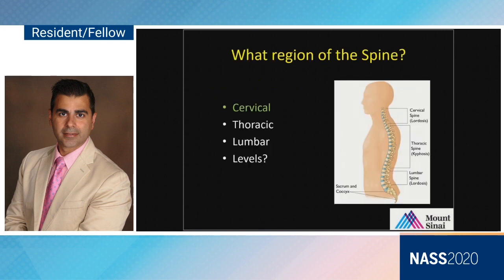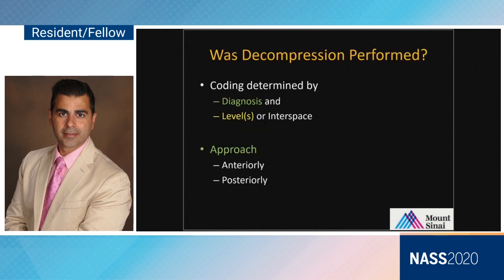So what region of the spine? As we mentioned before, it is important to know whether you're operating in the cervical, thoracic, or lumbar spine. People who will be submitting your charges or codes will often review your operative notes, and they're not spine surgeons. They're coders, and they need some guidance as to which portion of the spine was operated on. The next question to ask or to determine in your operative report in order to code properly is whether or not a decompression was performed.